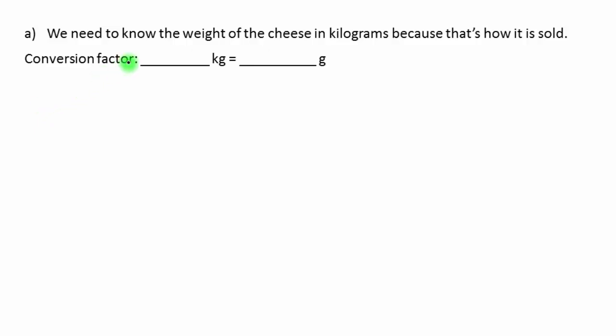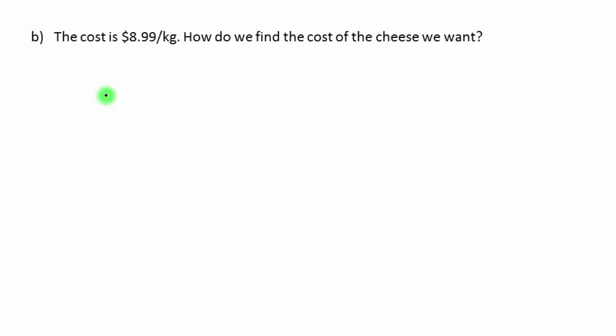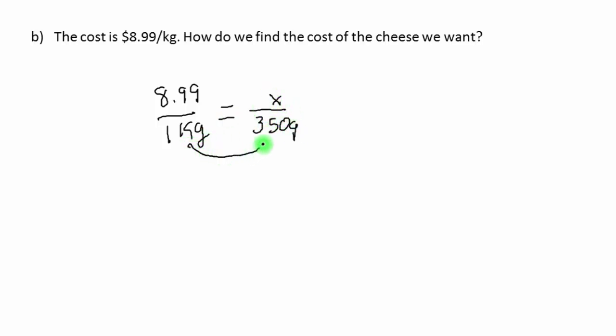So to begin with, we're going to convert kilograms to grams. 1 kilogram equals 1,000 grams. So from there, we should be able to start solving this problem. The cost of the cheese again is $8.99 per kilogram. So I'm going to write that down first. $8.99 per 1 kilogram. And we're setting that up to equal what we're looking for, and we're looking for 350 grams.